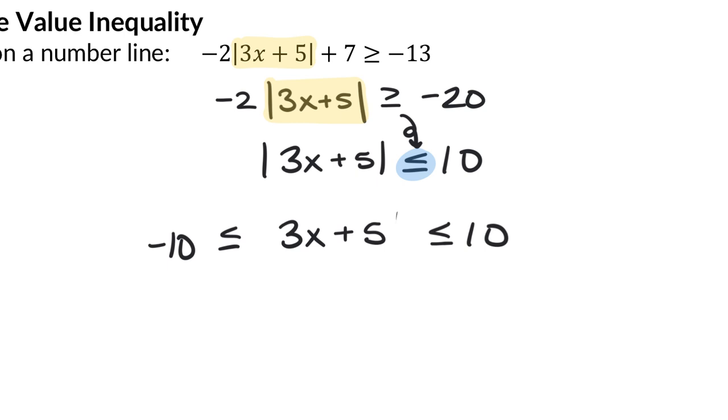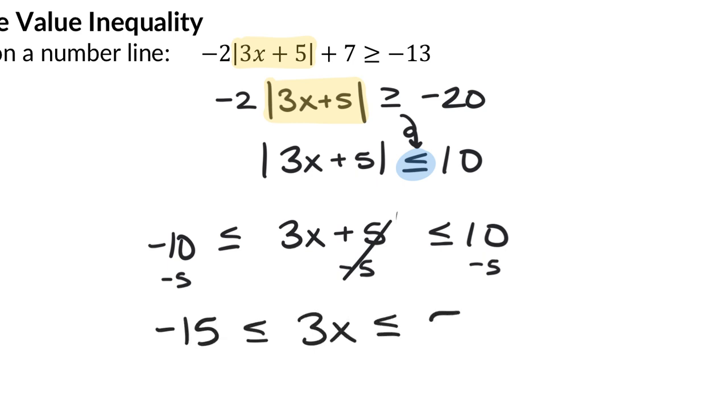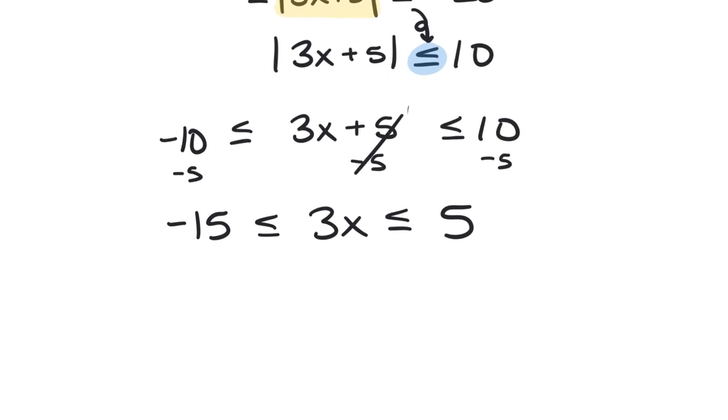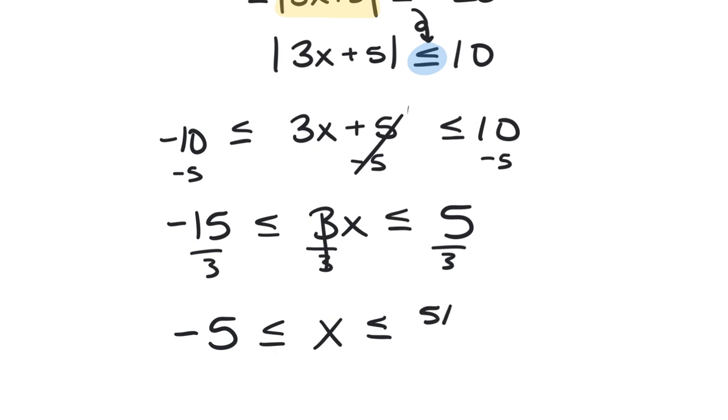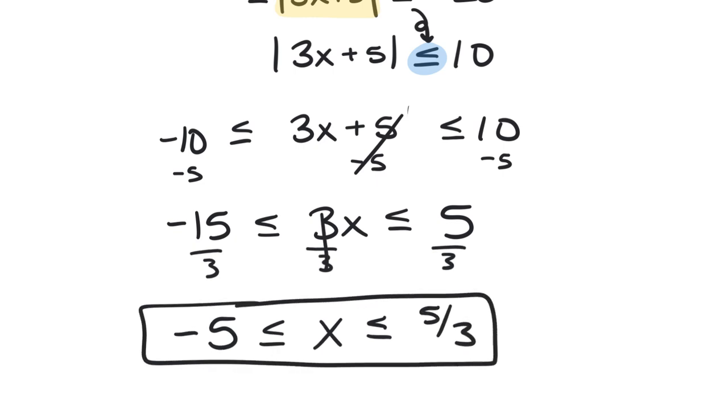2 steps to solve this. What are they? Move the 5 by subtracting, so that becomes, I'm going to keep showing my work here so you can see where these numbers are going. This is negative 15 less than or equal to 3x less than or equal to 5. What's left? Divided by 3. And I do divide all of the pieces by 3, which would be negative 5 less than or equal to x less than or equal to 5/3. Solve from the inside out.